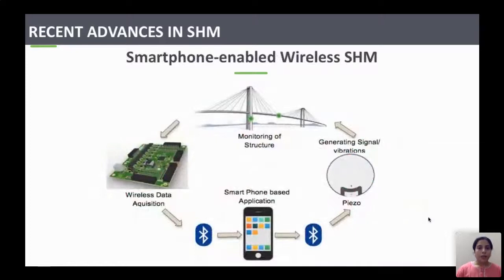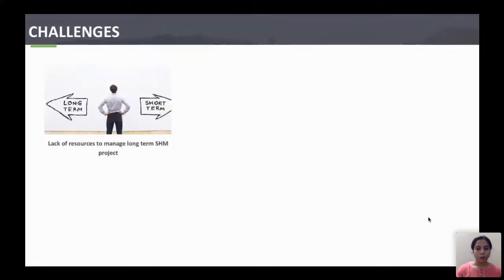Okay, the last is smartphone-based wireless structural health monitoring. Wireless health monitoring is definitely being used all around. This is no more a research topic, but integrating it with the smartphone, specifically for the piezo transducers, that has not been done. So this is the kind of future work which we can explore.